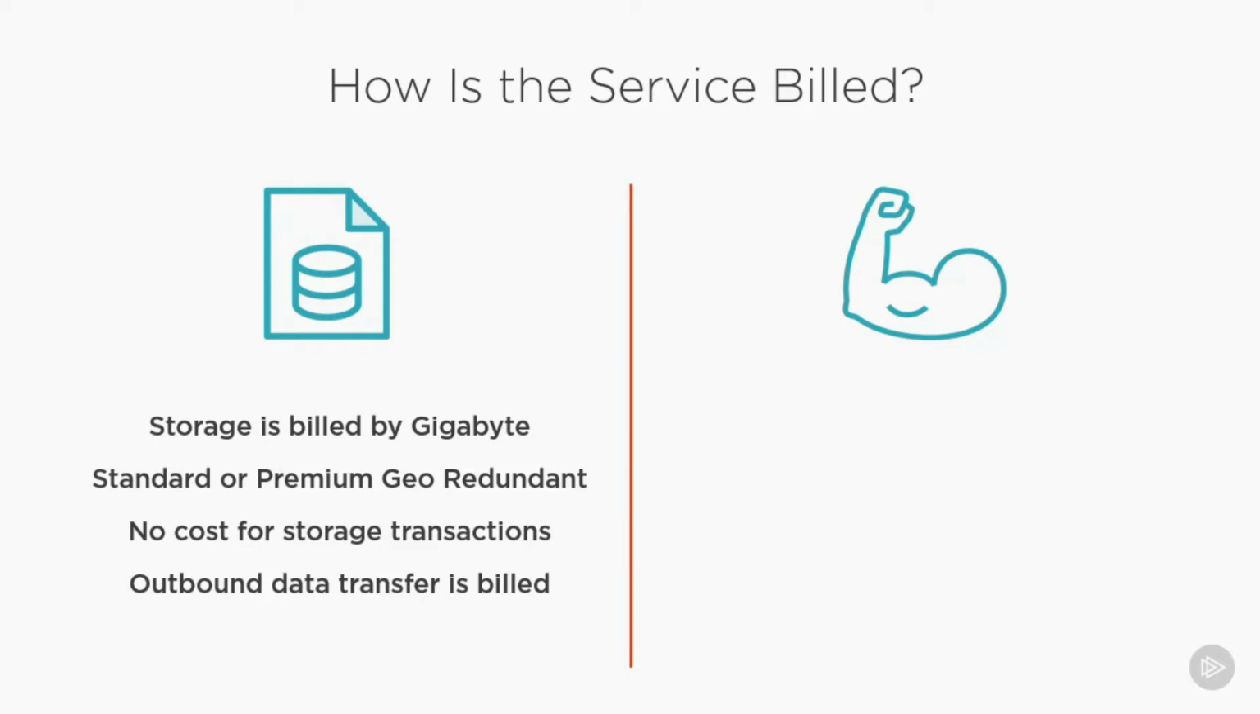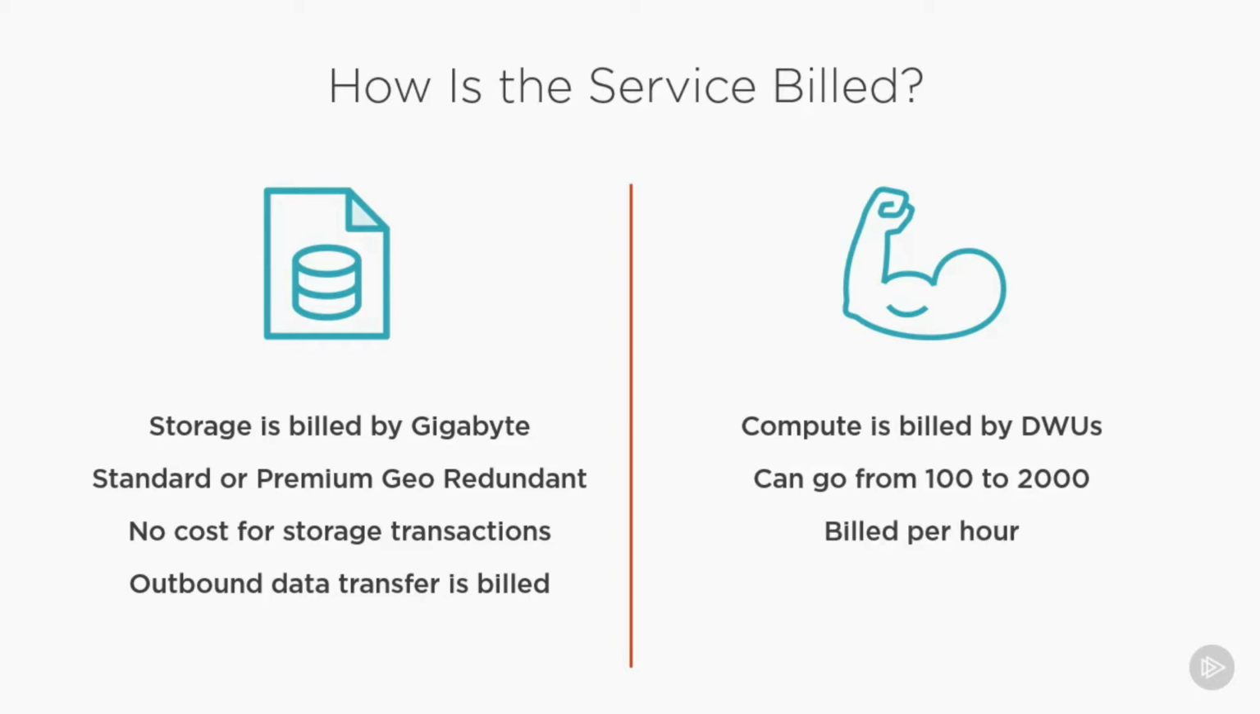The other piece of how the service is built is the compute power. Like we mentioned, the data warehousing unit. So, the amount of data warehousing units can go from 100, which is the minimum, to 2,000 data warehousing units in one database. That means you can go from a base performance to about 20 times that base performance.